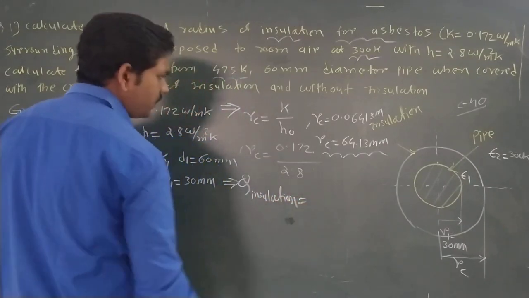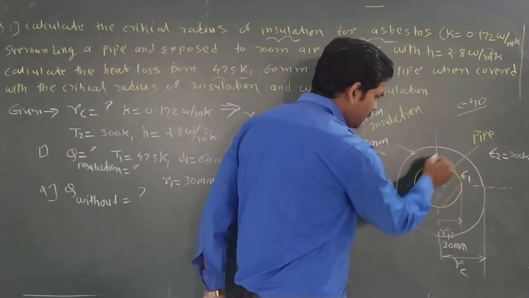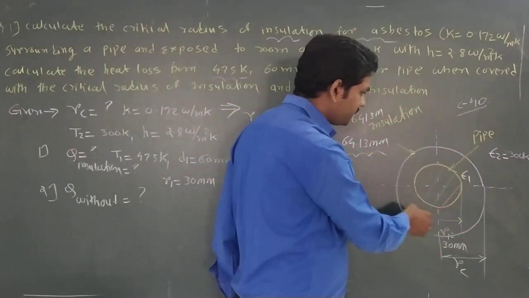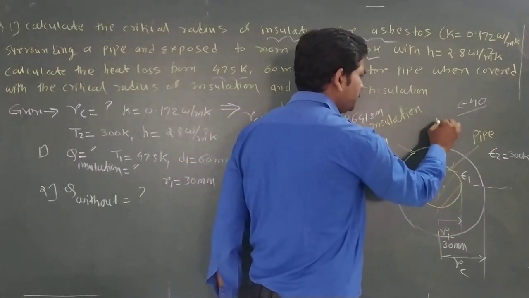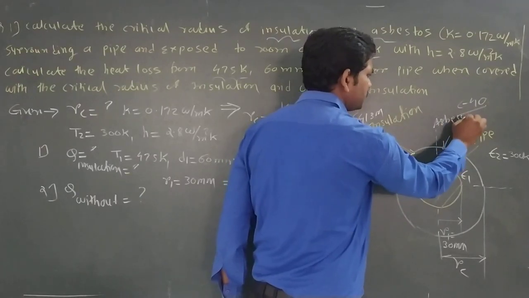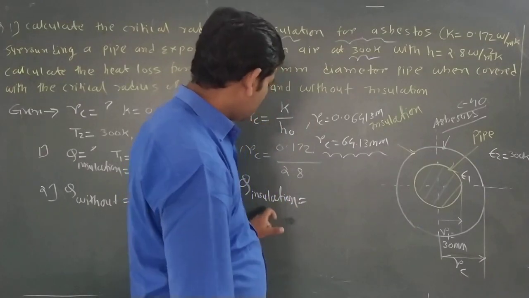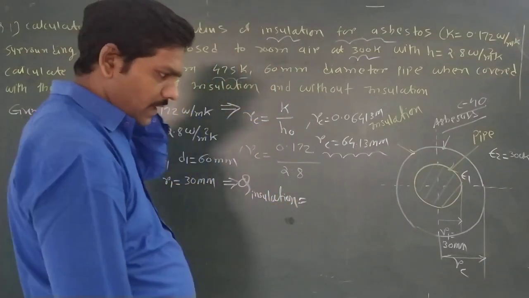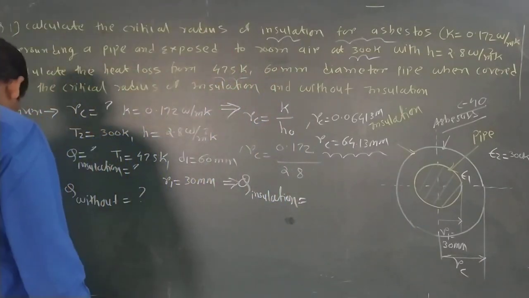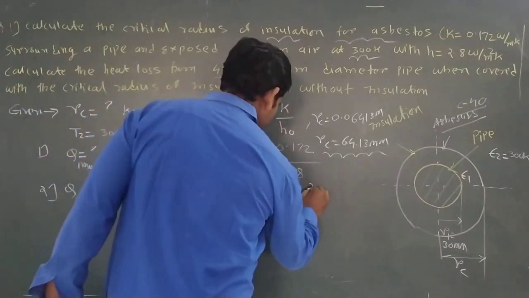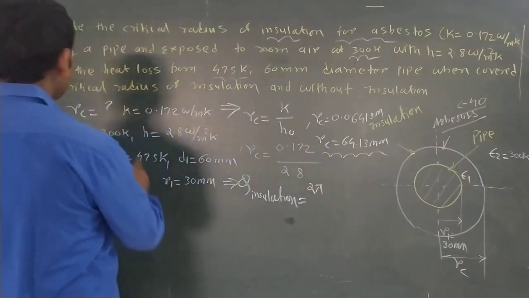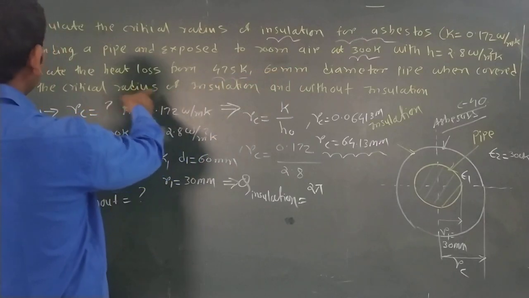So Q with insulation means this asbestos is covered on this pipe, yes or no? Yes, this asbestos is covered on the pipe. So what is the formula we have? The formula for that, Q insulation, is nothing but 2 pi per unit length. We calculate the per unit length.